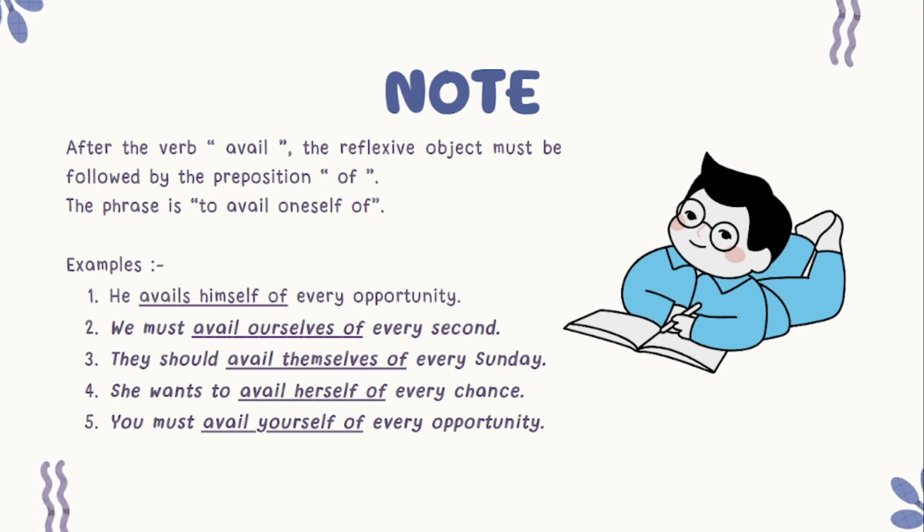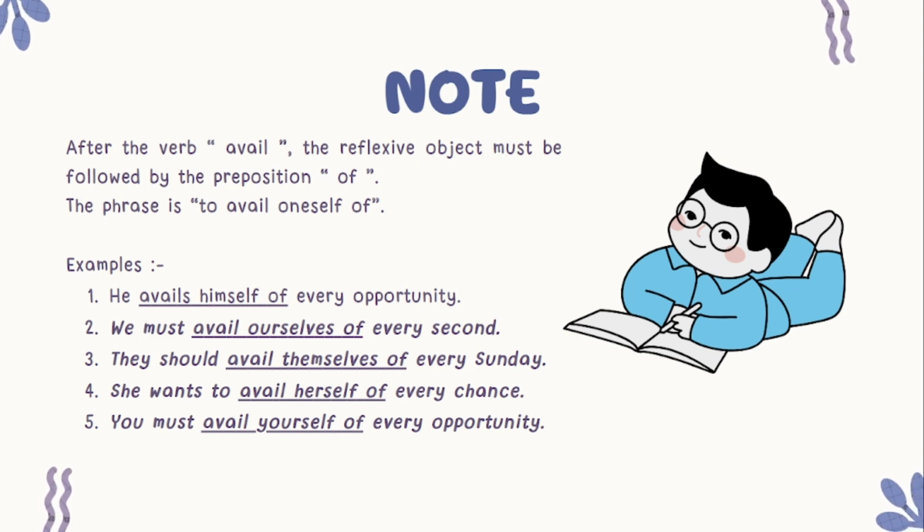He avails himself of every opportunity. In this sentence, the subject is he. Avail is followed by the reflexive pronoun himself and immediately the preposition of is written. Observe it.